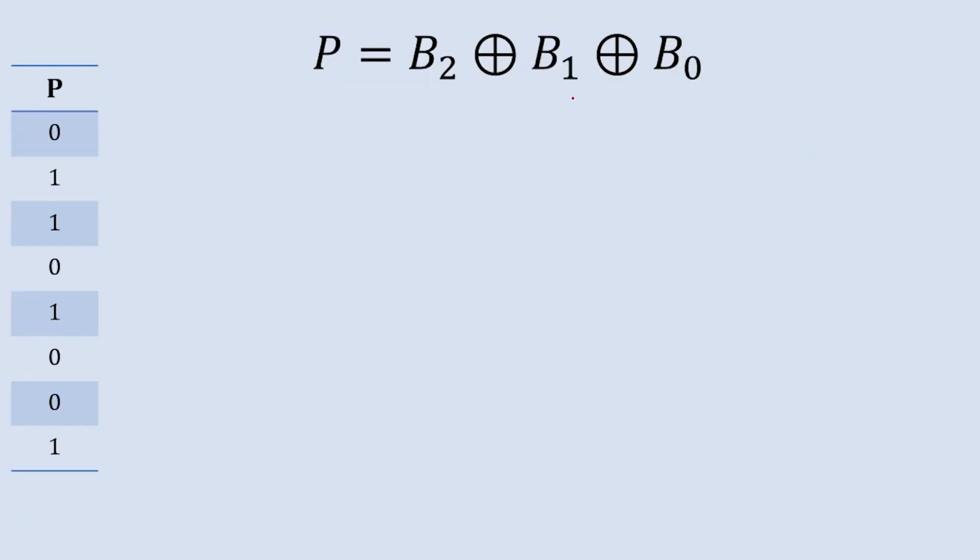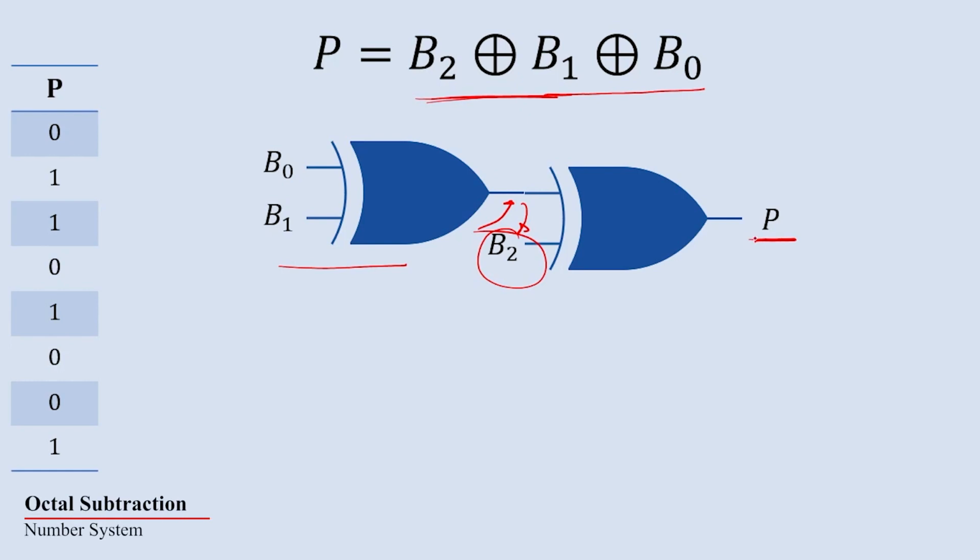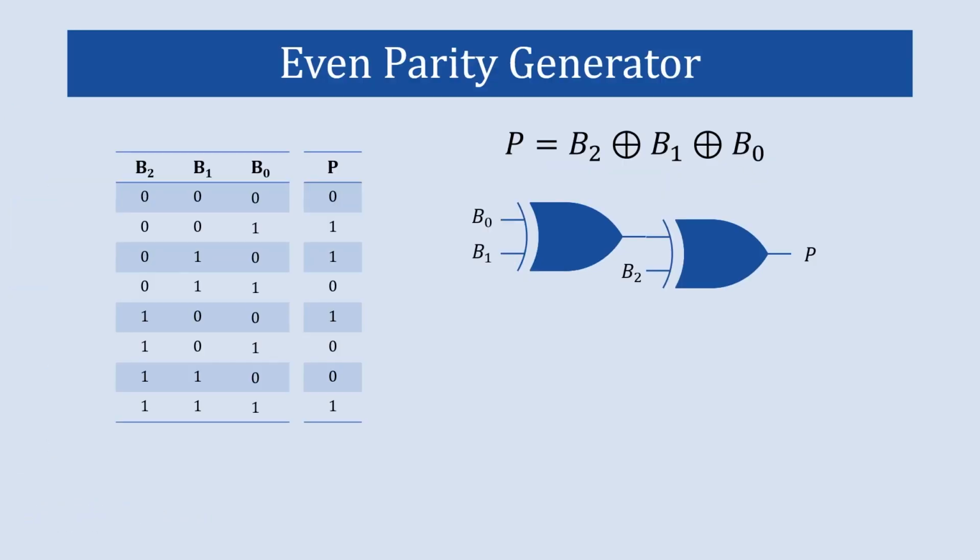Now what we'll do is an XOR operation of B0 and B1. Here it is, and the result of this will be used to do an XOR operation with B2 over here, and finally we'll get the parity bit in the output. Now let's verify whether the circuit is working properly or not.